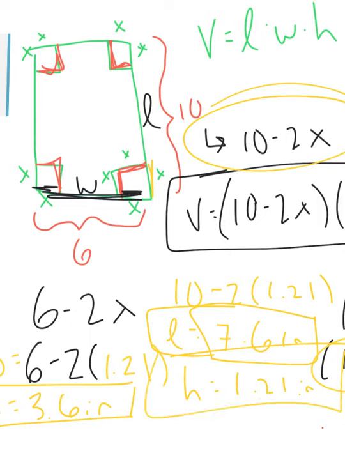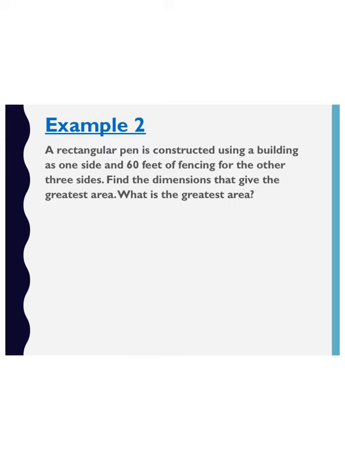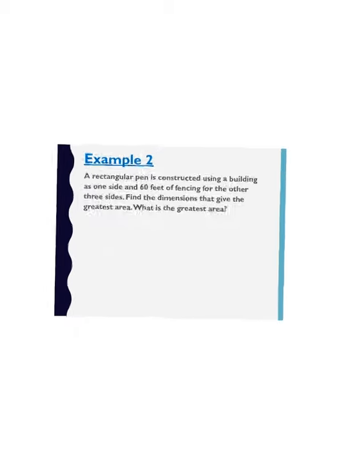Let's keep moving forward. So in this question, we have a rectangular pen. It's being constructed using a building as one side and 60 feet of fencing for the other 3 sides. Find the dimensions that will give the greatest area. So I want to find maximum area. Again, the first step here is just to draw a picture.